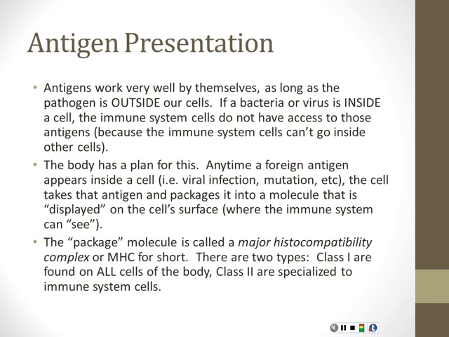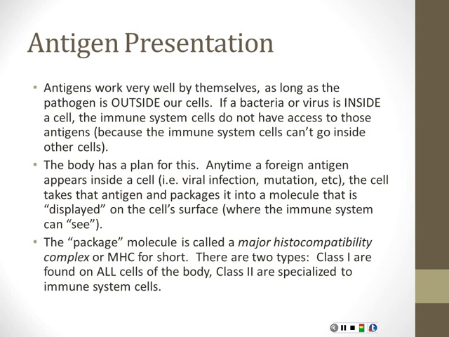Okay, so antigens work very well for this identification. However, they don't work as well when they're on the inside of cells. The T cells and the B cells that make up the acquired immune system are in fact cells, so they can't go inside another cell and look around, because cells just don't do that. There's no mechanism for that.